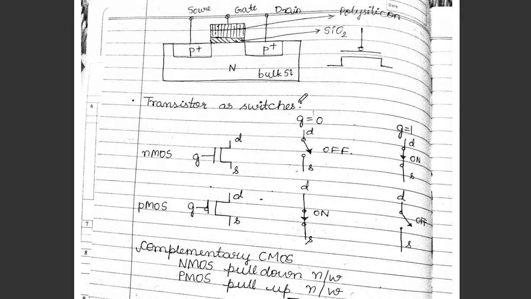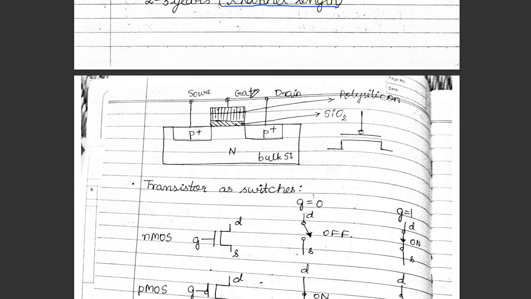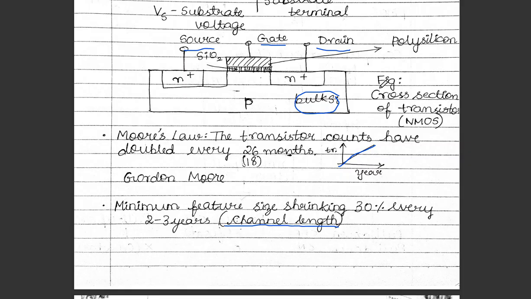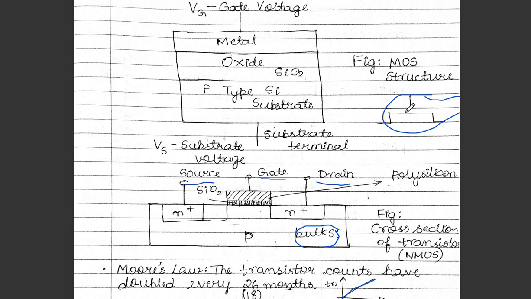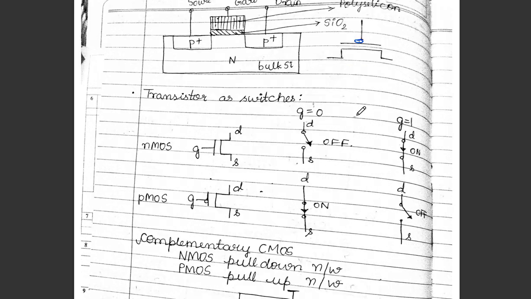This is the structure of PMOS transistor. That is, first we have the N substrate, and we have two P plus diffused regions, with three terminals, that is source, gate and drain. Here you can see this is the symbol of NMOS structure, and it does not have any bubble here, but in PMOS structure we use a bubble here, as NMOS and PMOS both are complementary to each other.